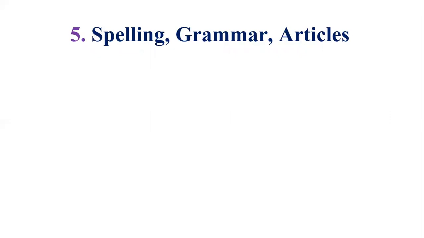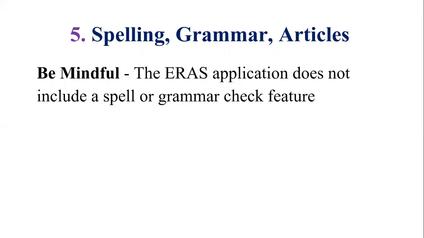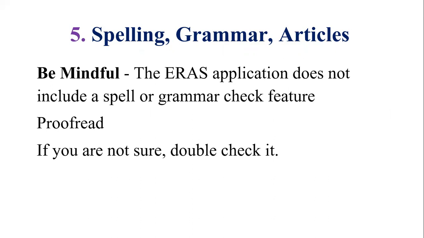Number 5, spelling, grammar, articles. It may sound very obvious, very easy and simple. Believe me, if there is just one spelling mistake, the reviewer will already lose interest in your application. Be mindful. The ERAS application does not include any spell or grammar check feature. Proofread. I cannot stress enough. If you are not sure, double check it.